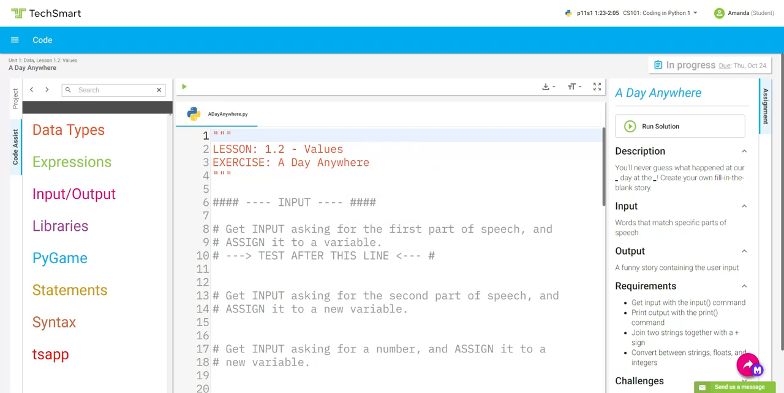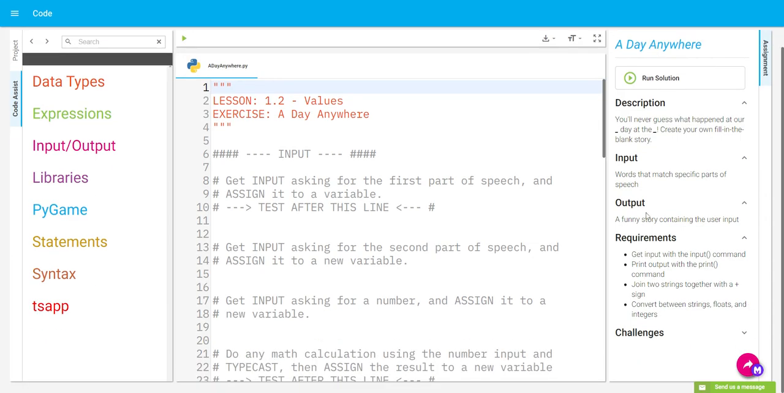We're going to be doing a throwback today, throwback to lesson 1.2 values. We're going to be practicing on an exercise called A Day Anywhere. So, our description is: you'll never guess what happened at our day at the blank. Fill out our blank story. We kind of did one of these before with our day at the beach, if you recall, way back in the day. So words that match specific parts of speech is what we're going to be using for input, and our output is going to be a funny story containing all the user input.